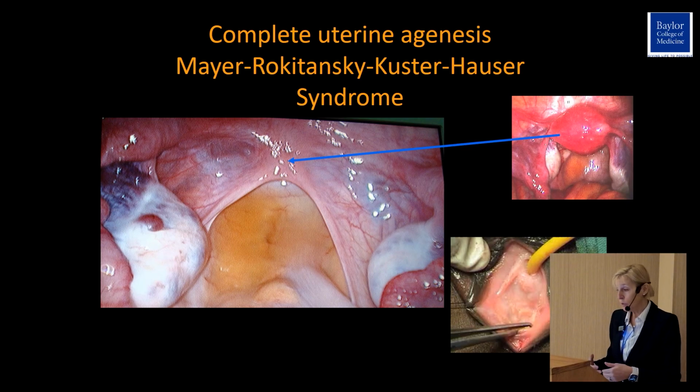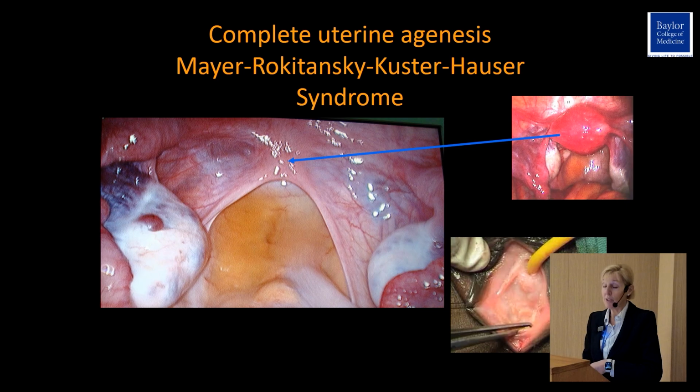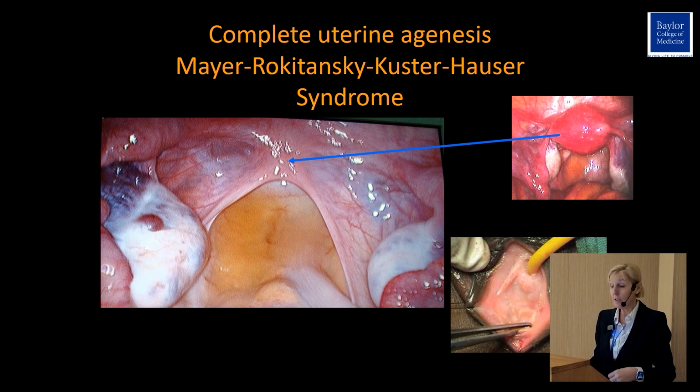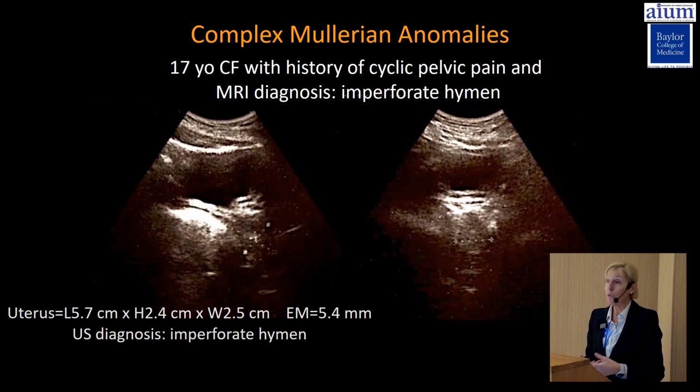And then I wanted to introduce to you a case that presented to me quite a few years back. This was a 17-year-old female with a history of cyclic pelvic pain and an MRI diagnosis of imperforate hymen. Please note the MRI diagnosis of imperforate hymen. So when she came to me, she came mostly for this imperforate hymen.